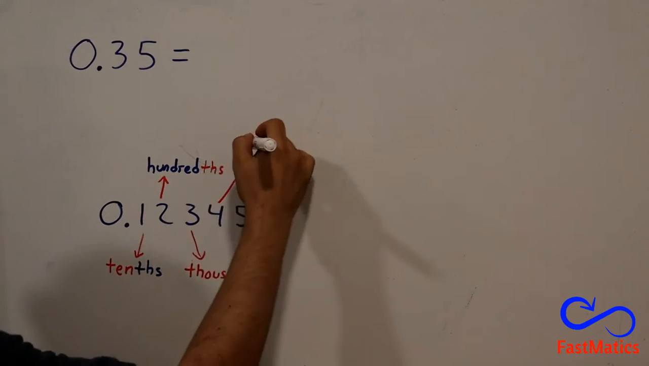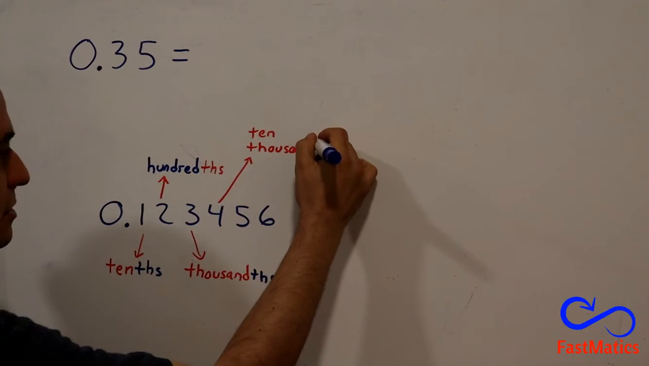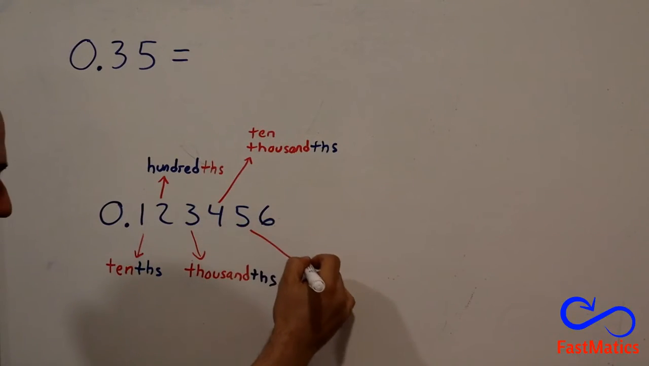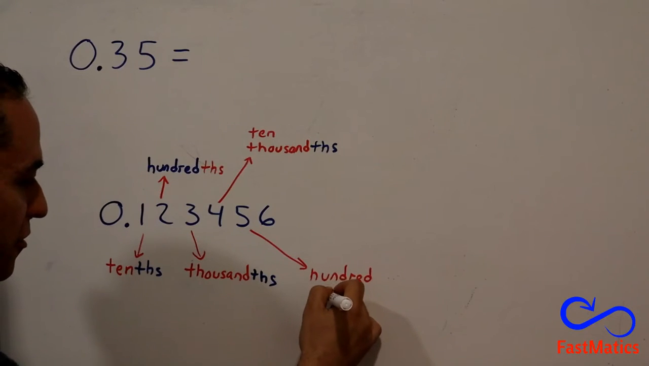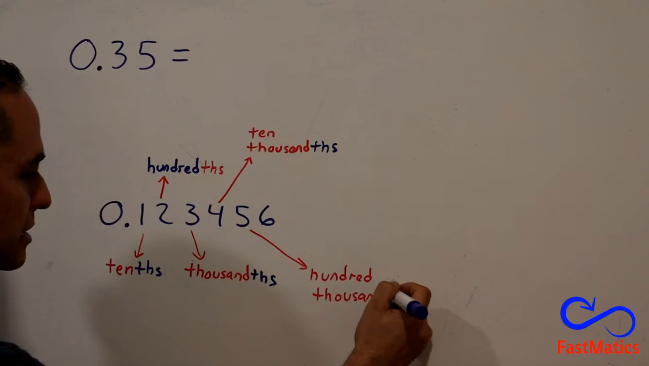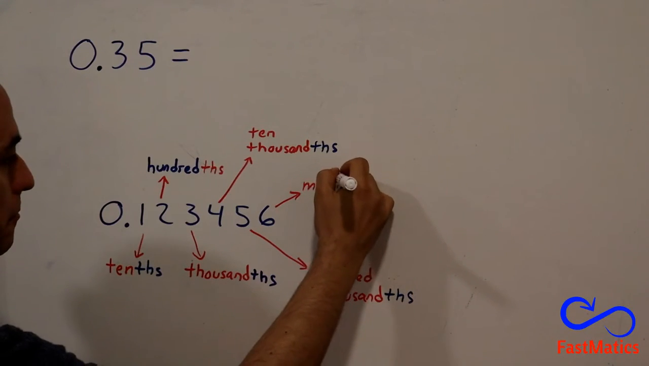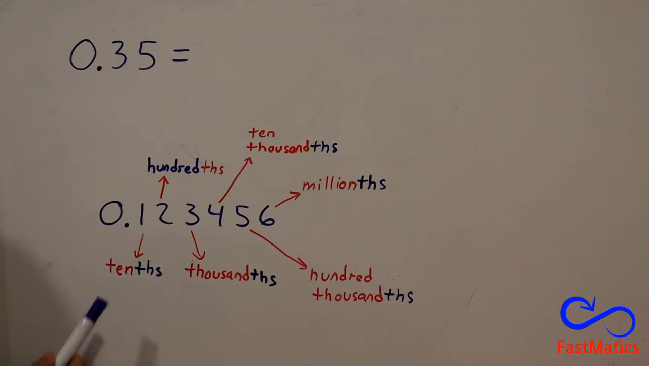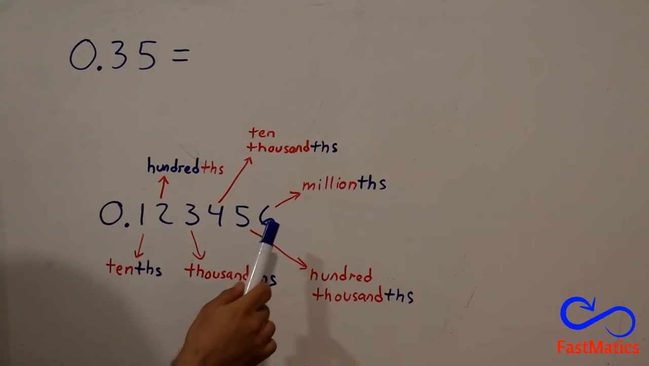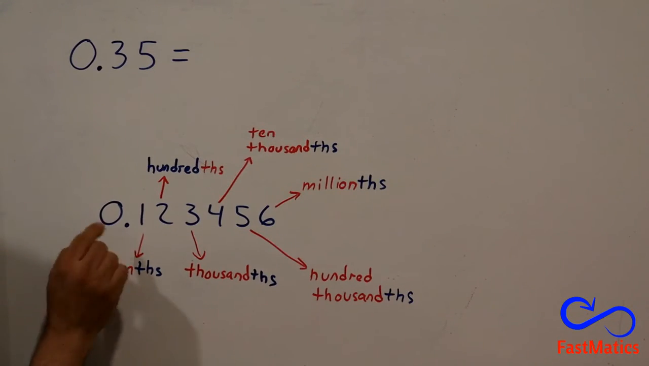Here, 10,000, and we add THS. Here, 100,000, and we add THS, and here millions, and we have THS. So here we have the place of tenths, hundredths, thousandths, ten-thousandths, hundred-thousandths, and millionths. For example, for reading this number, we are going to forget a little bit the decimal point.